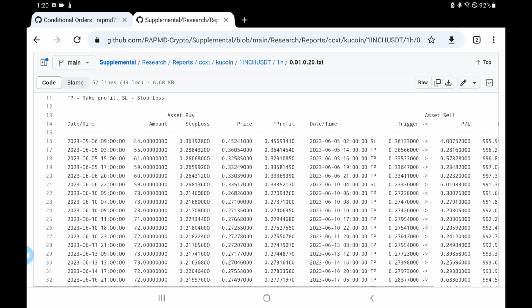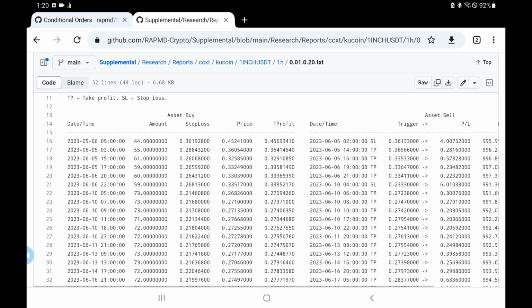Now this demonstrates compounding of one position at a time. I purchase, I hold it until I either take profit or I get stopped out, and then on the next candle I purchase again. Very simple technique, very easy technique to demonstrate.